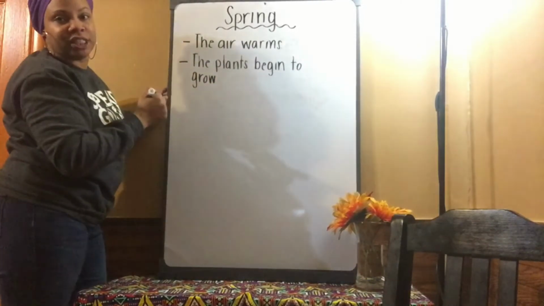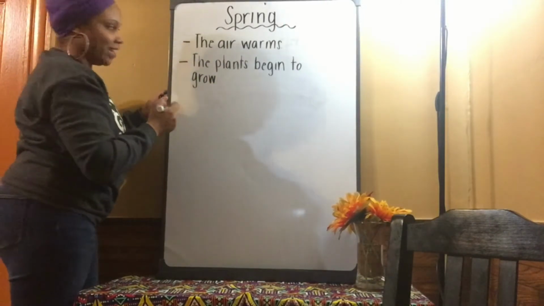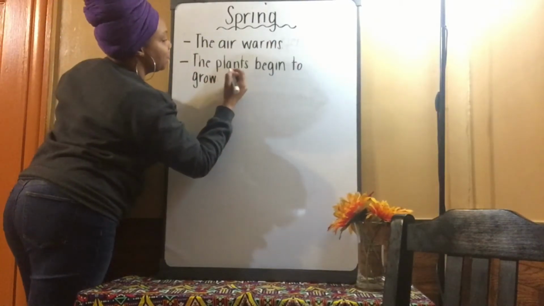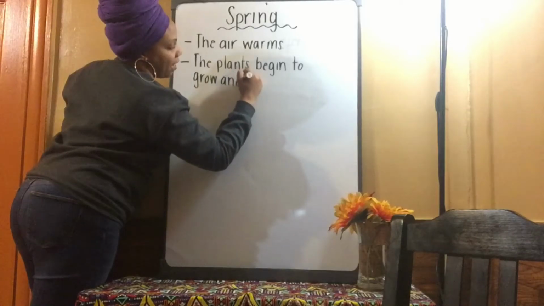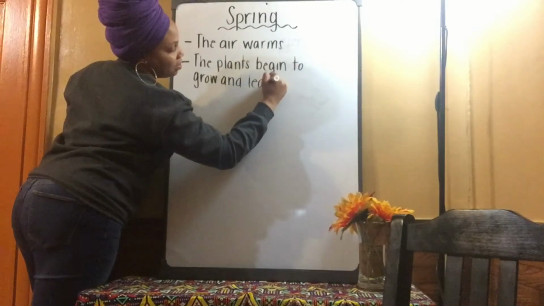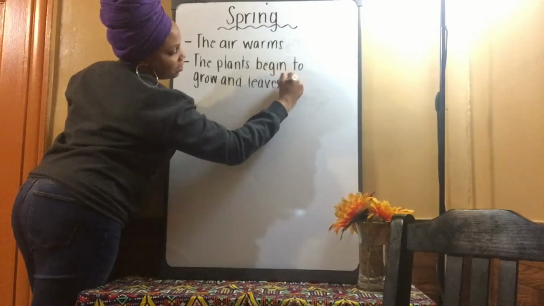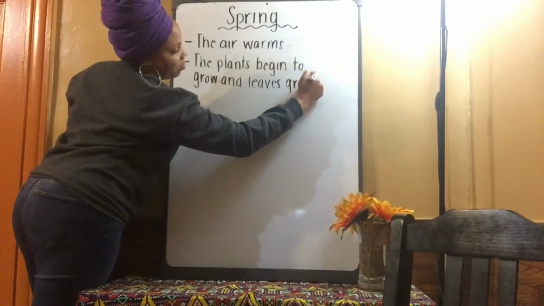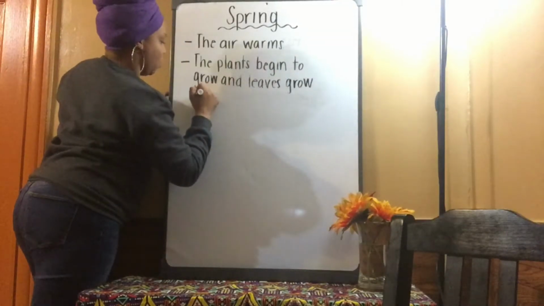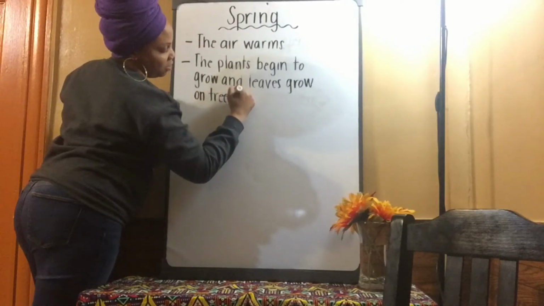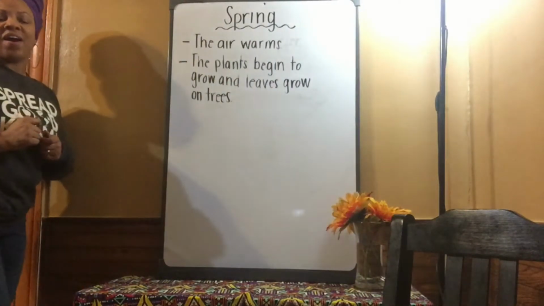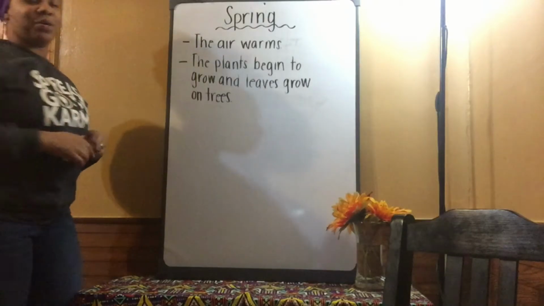And what happens to the trees? Very good. Those leaves grow again. The plants begin to grow. And leaves grow on trees. Thank you, Ms. Zoe Thomas. Good job. All right, what do we wear in the spring, Congo Nation?